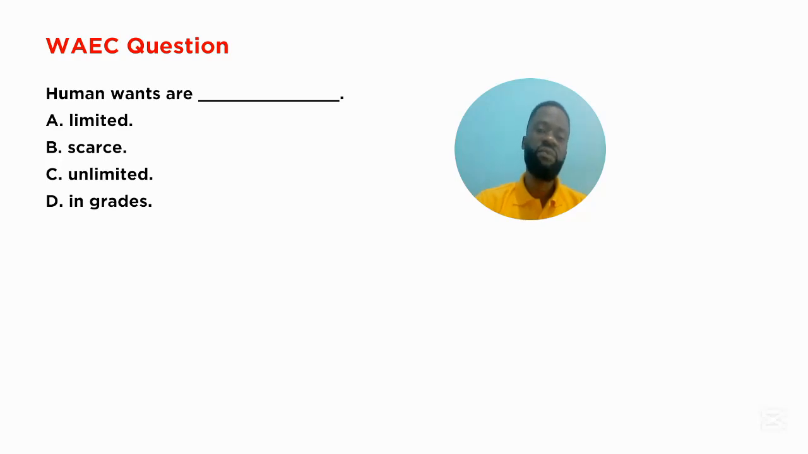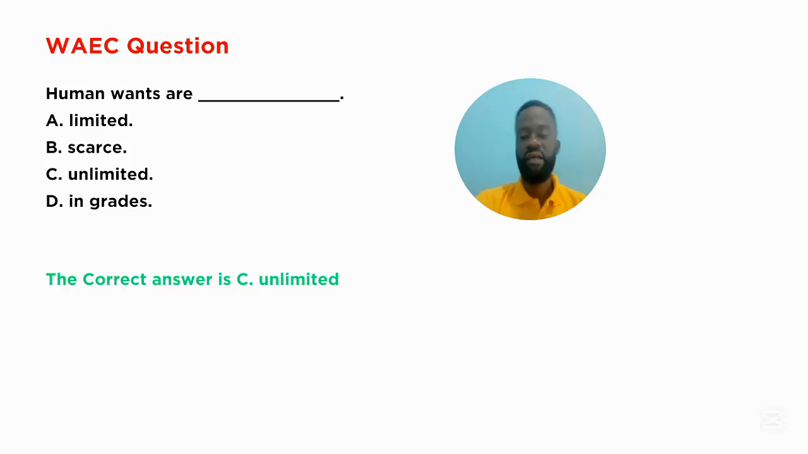Human wants are limited. B, human wants are scarce. C, human wants are unlimited. And D, human wants are in grades. The correct answer is unlimited.